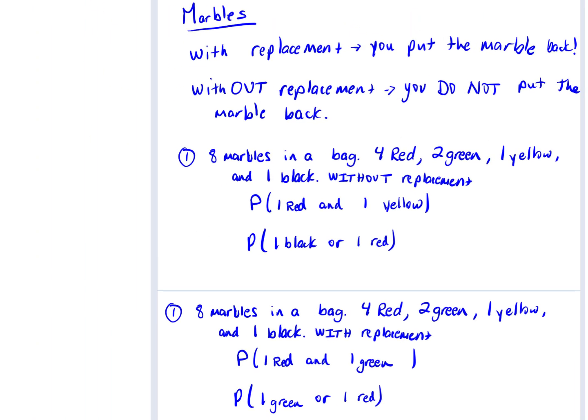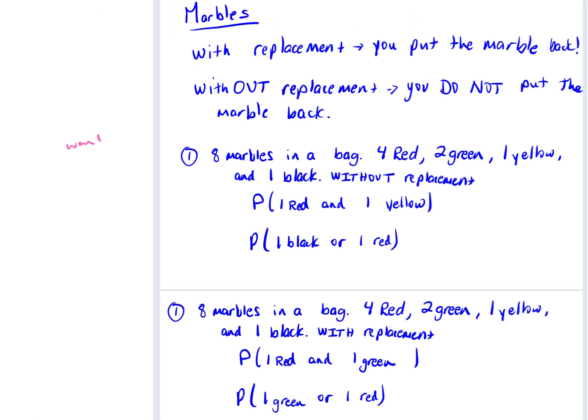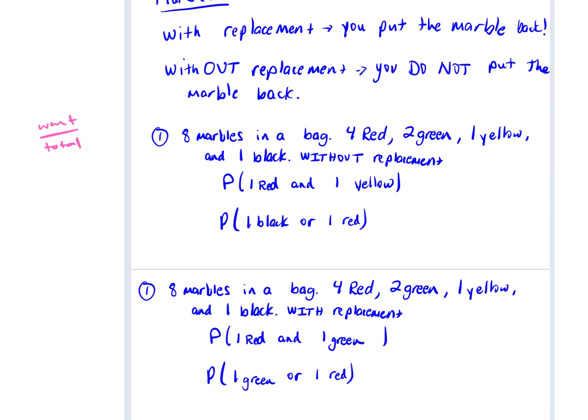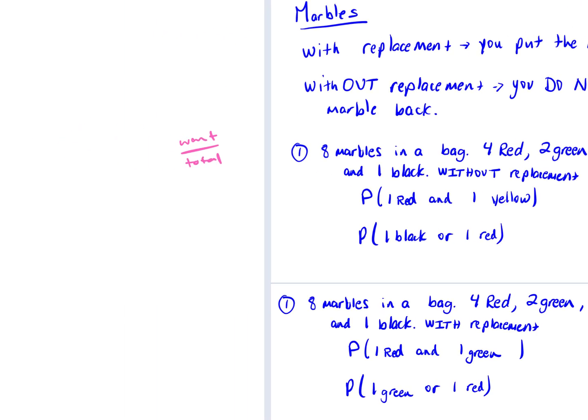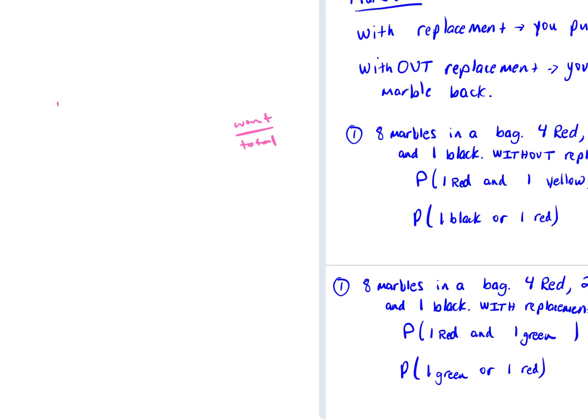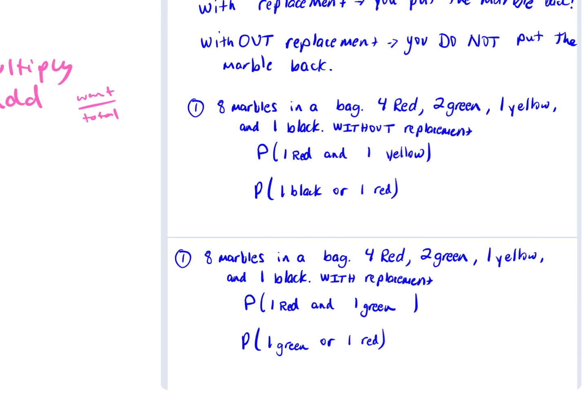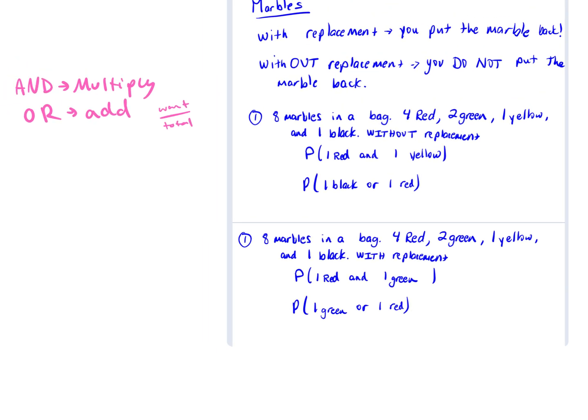So we talked about probability on Friday. Remember, it's what we want over the total, or how many we have of what we want over how many is the total. And then one other thing that we mentioned on Friday is if we see the word and means that we multiply. If we see the word or means that we add. So make sure you pay attention to the wording. Another important part of the wording here is without replacement.